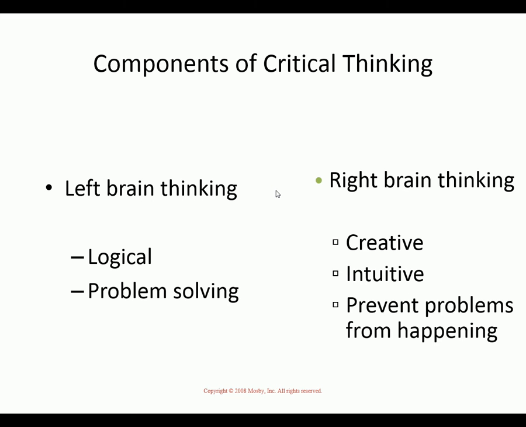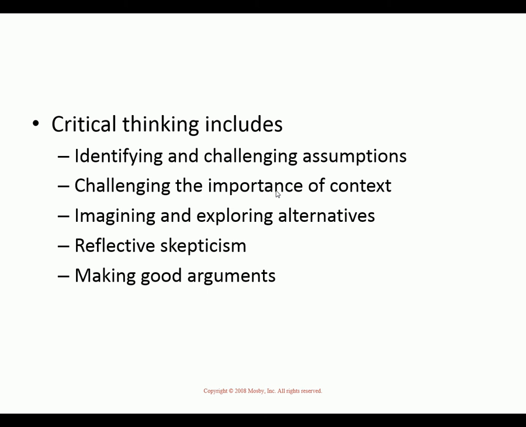Components of critical thinking. You've got your left brain and your right brain. Your left brain thinking is logical and problem solving. The right brain thinking is creative, intuitive, and prevents problems from happening whenever possible. Critical thinking can include these items that I've listed here: identifying and challenging assumptions. When there are assumptions out there, you can identify them and you can challenge them. Are they correct? Okay, challenging the importance of context. Is what you are hearing or seeing, or what your patient is expressing, important?